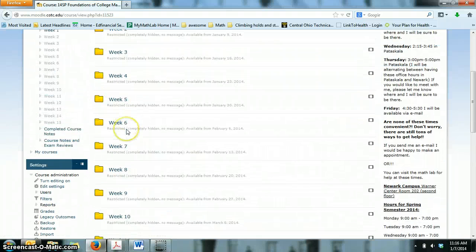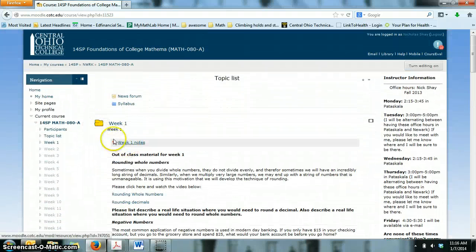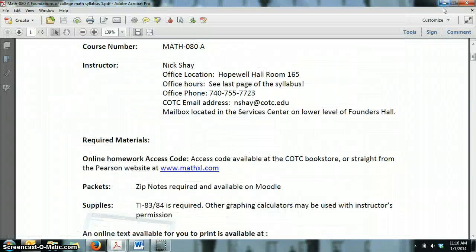Again, I printed week 1 for you. You can also find them in each week. I printed week 1, but you're going to need to print the rest of them.